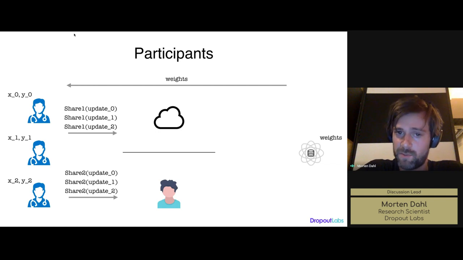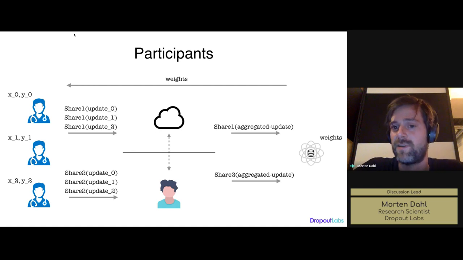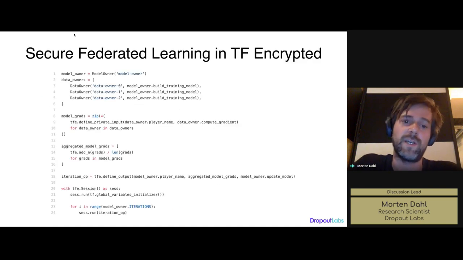So here we have some service that's now part of the training process, and we have this helper. They can then run this secure computation on the shares of the updates to arrive at a share of the aggregated update. They then send it back to the model owner, who can reconstruct it, update the weights, and keep iterating this process. If you want to express this using TF Encrypted with TensorFlow, we can do something like this.